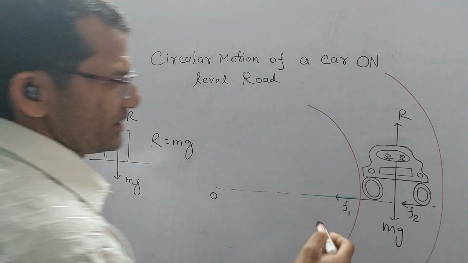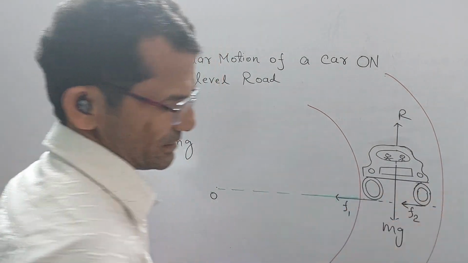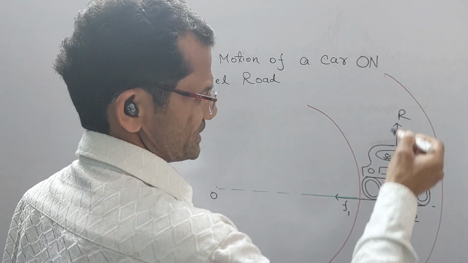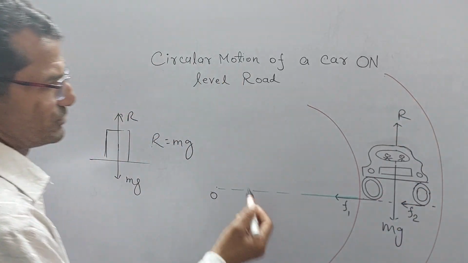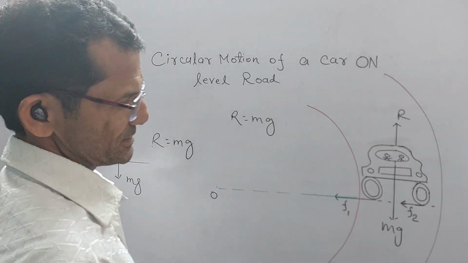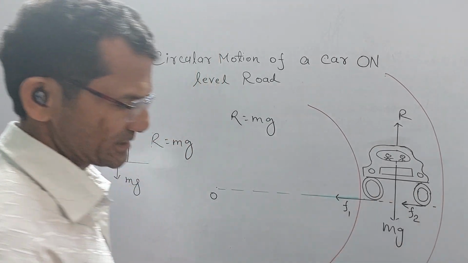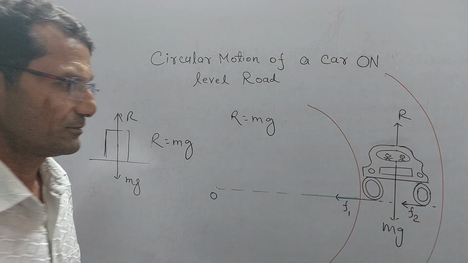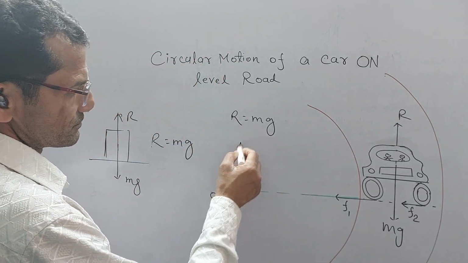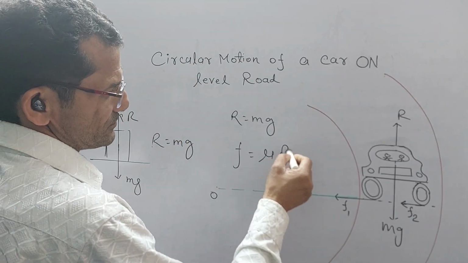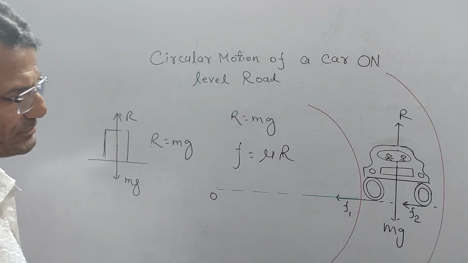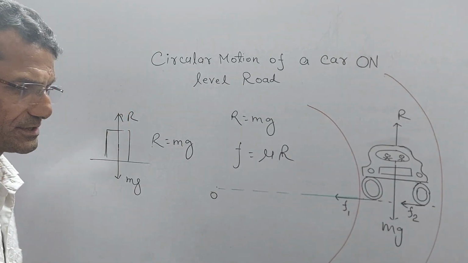In the same way, the vehicle is put on the ground, its weight acts vertically downwards, and the normal reaction acts in the upward direction. So here R is equal to mg, where R is the normal reaction. The ground acts with normal reactions on these tires. So we know that friction is equal to mu into R, where R is the normal reaction, F is the friction, and mu is the coefficient of friction.